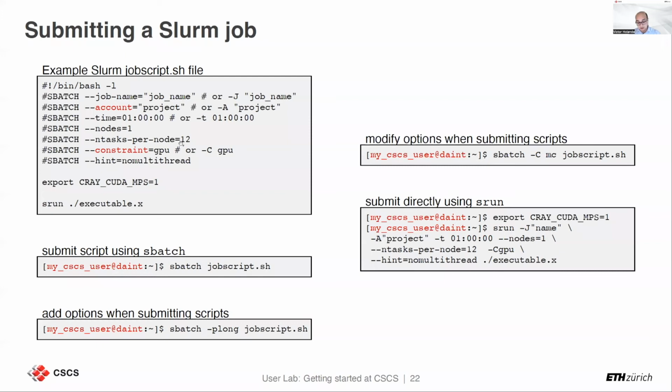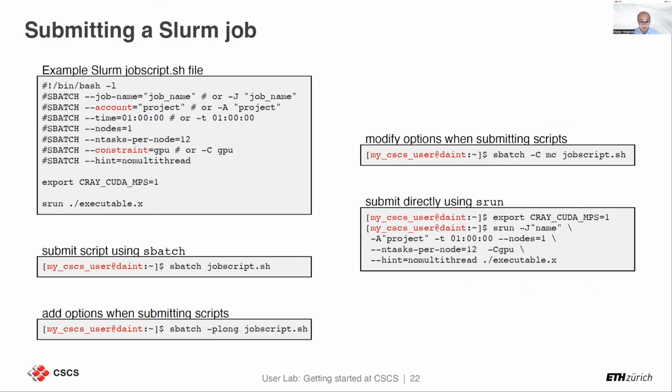So if you want all the ranks to access the GPU, you need to enable the CUDA MPS server. You do that by exporting CRAY_CUDA_MPS equal to 1, and then you can run your executable sharing the GPU. Of course, you take this script and you have to submit it, and the way to do that is by using the sbatch command from Slurm.